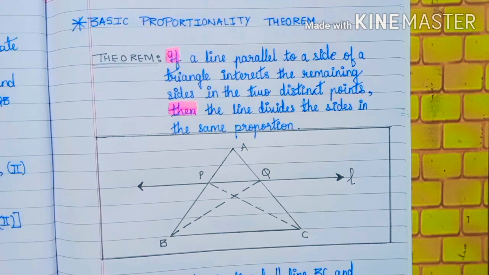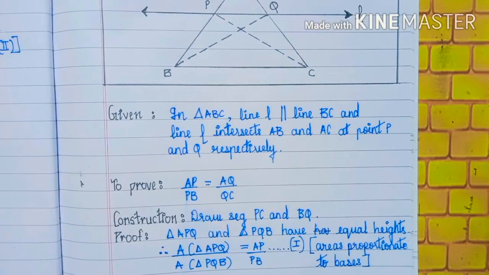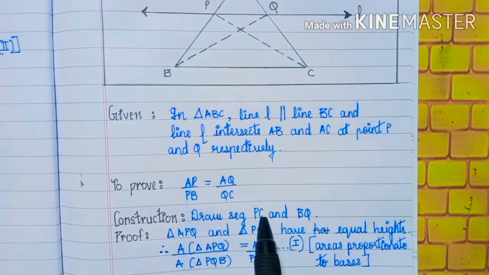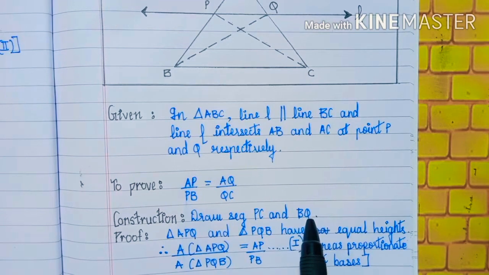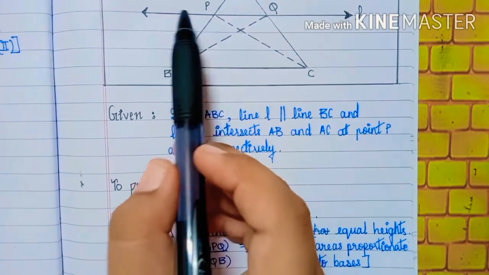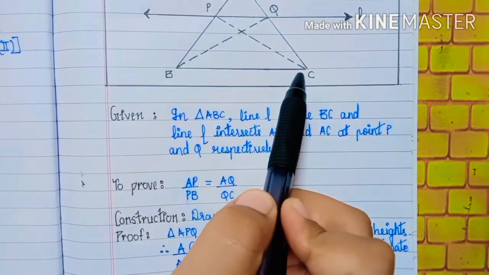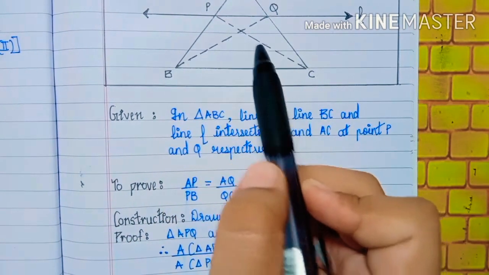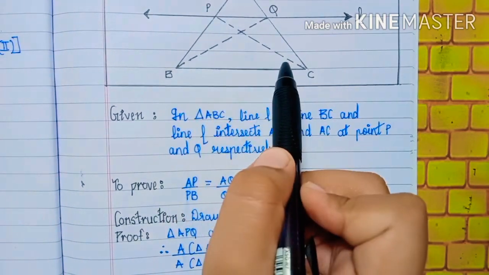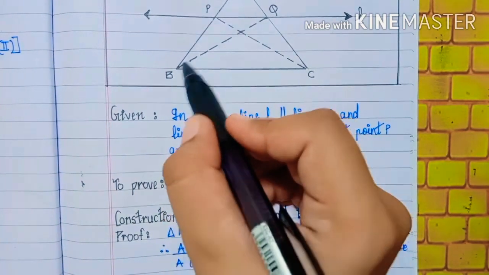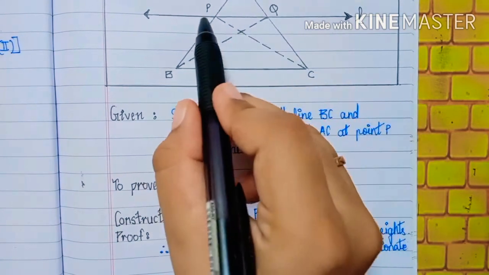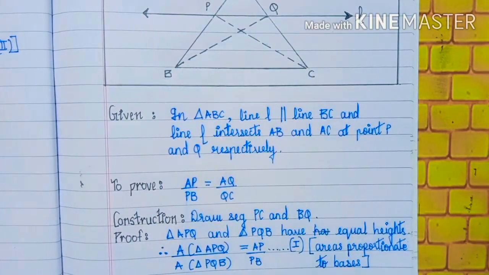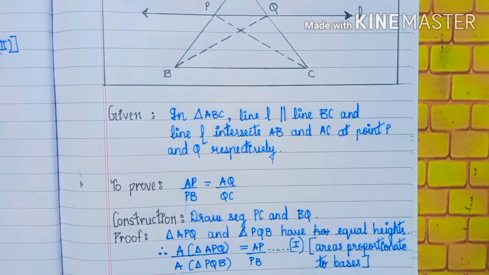Let us learn further. So the construction we have to do to find the proof is draw segment PC and segment BQ. Now let us see in the diagram. Segment PC is this and segment BQ is this. Always remember, whenever you do the construction in the diagram, we should always draw dotted lines and not normal lines like these. Okay, so we have understood now what is the construction to be done to help us to get the proof.